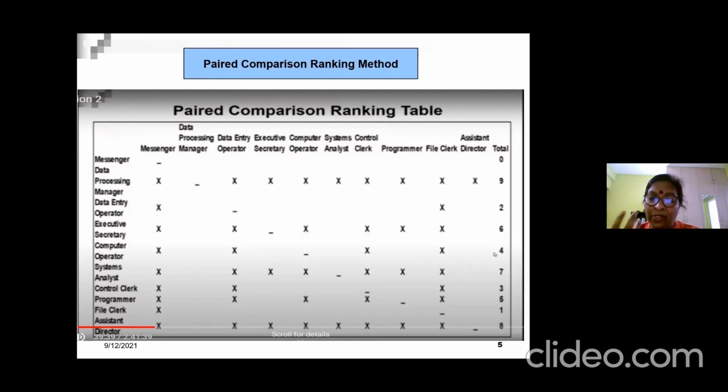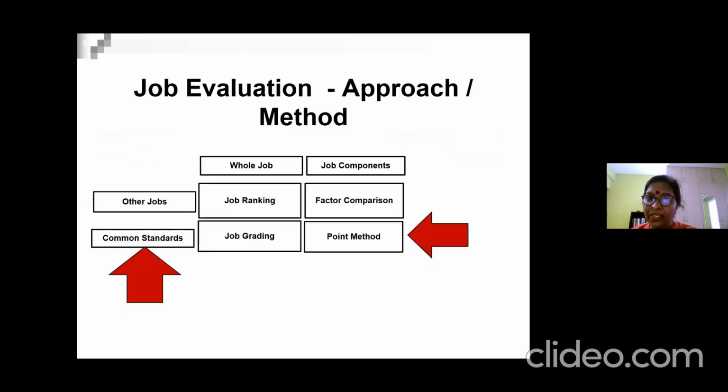So through a process called job evaluation. So therefore, what is job evaluation? Job evaluation is a systematic process of determining or identifying the worth or the value of the job. Now we looked at two methods. We looked at two methods in our last session. One was the ranking method. The other was the grading method. Purely they are whole jobs. Then they are qualitative methods.